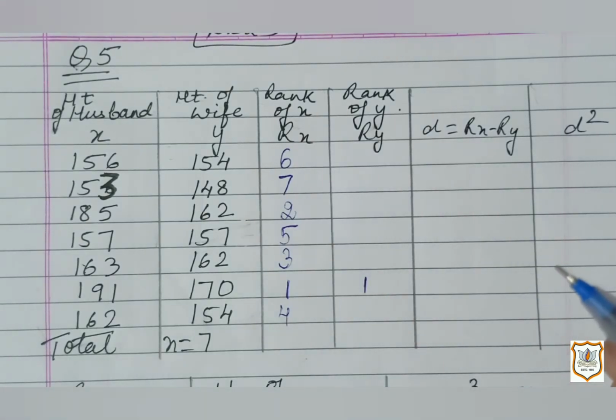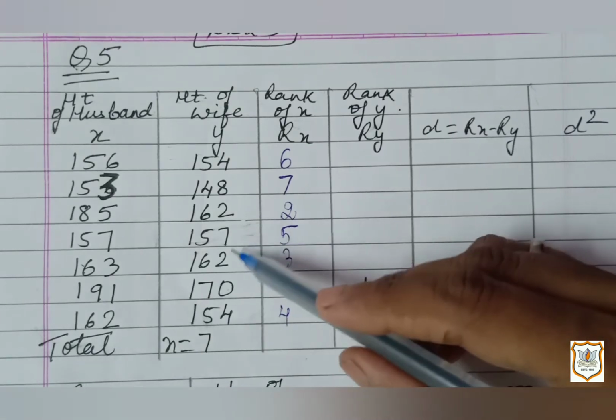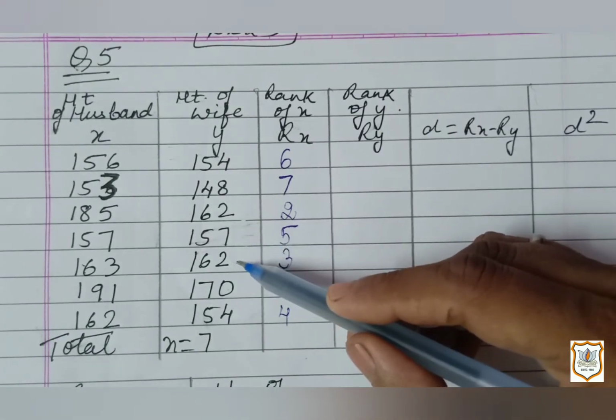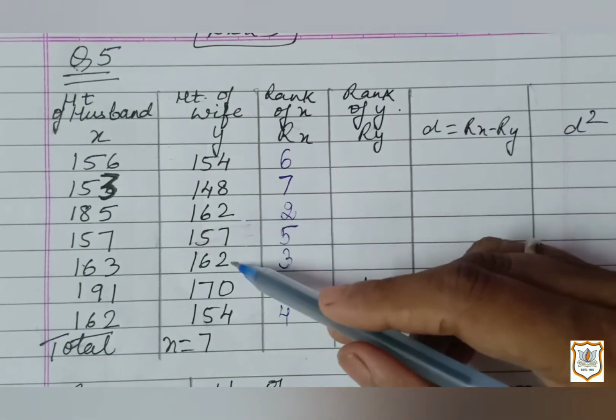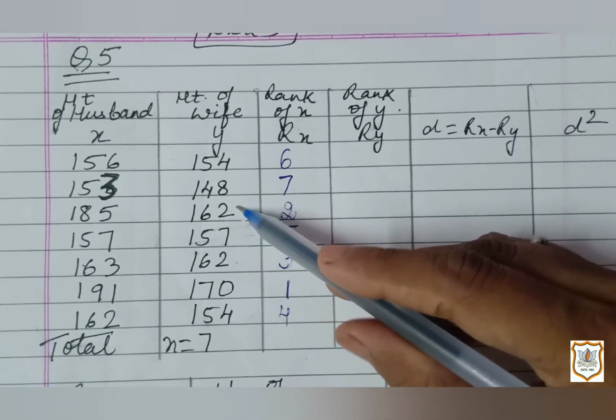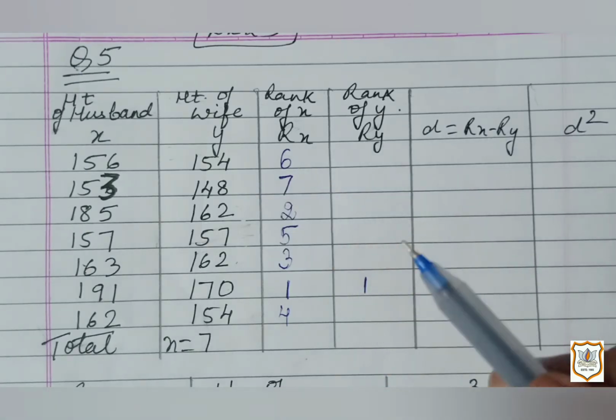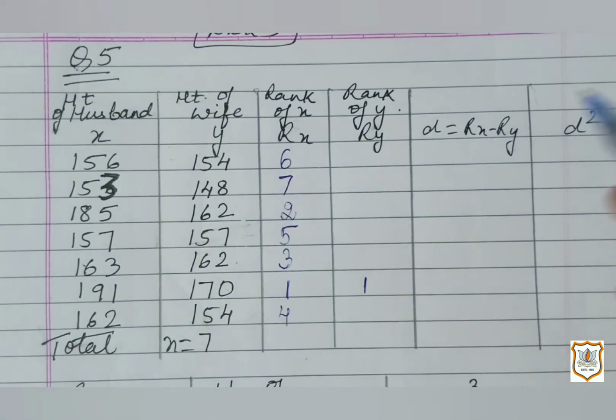The next value, if you see, 162, and 162 is repeated twice. So second and third rank we will merge. Merge means what we will do? We will take its average.